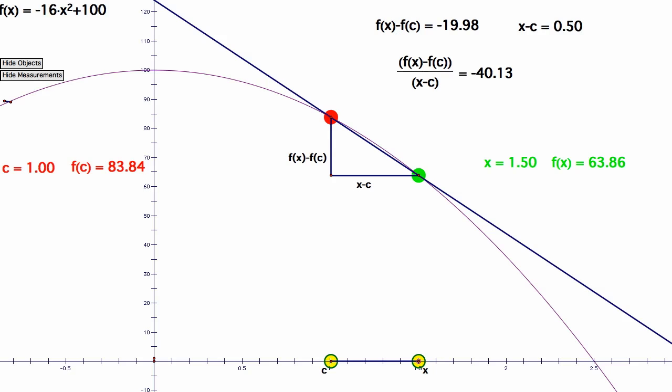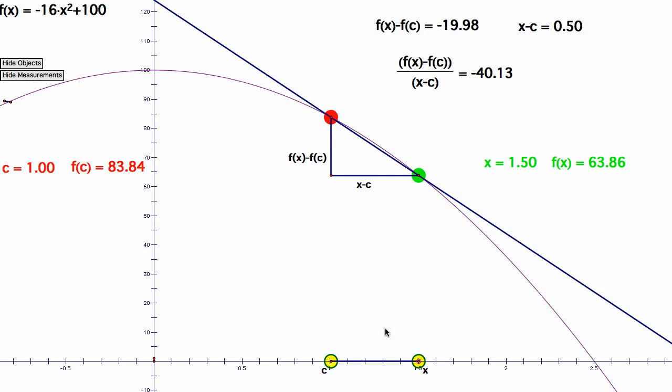So let's get a visual of what's going on here. This parabola represents the height of the falling object. Okay, I don't know if you can see this 100 up here, but this is where the object starts, and as time goes on, you can see the object is falling to the ground at a faster and faster rate.